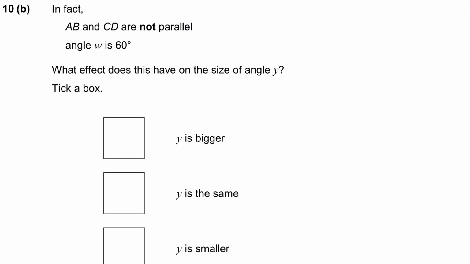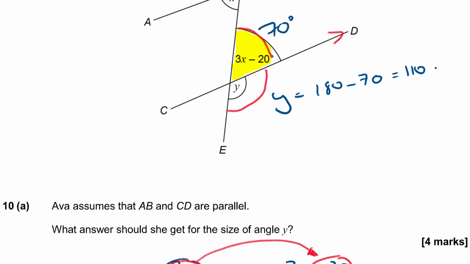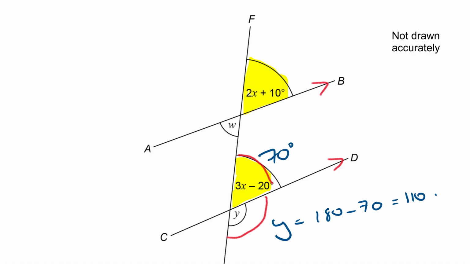10b says, in fact, A, B and CD are not parallel. Angle W is 60. What effect does this have on the size of angle y? Okay, so if these lines are no longer parallel, let's take those little arrows off because that no longer holds, then W is 60. Let's write in a different color pen so it's different from my working from before. So if this is 60 degrees, then so is this angle over here because it's vertically opposite. So 2x plus 10 is equal to 60.